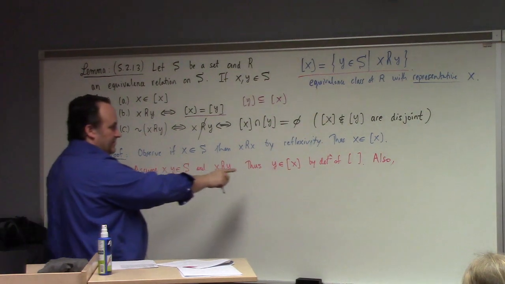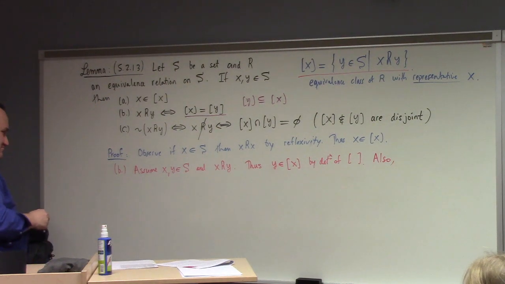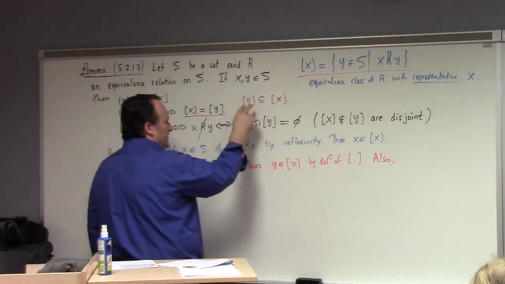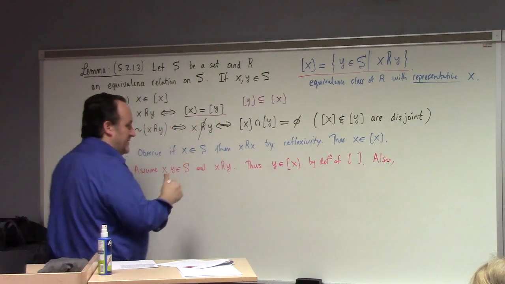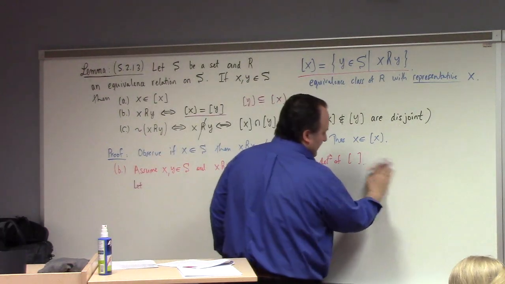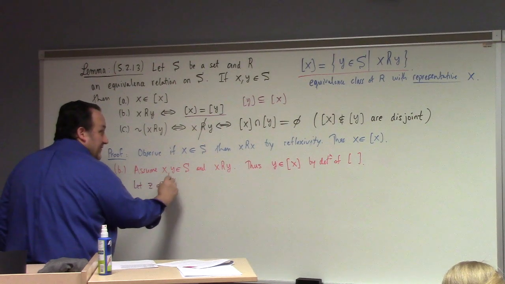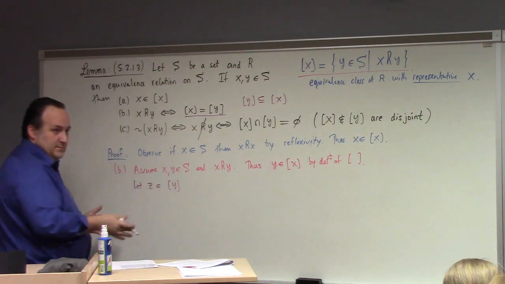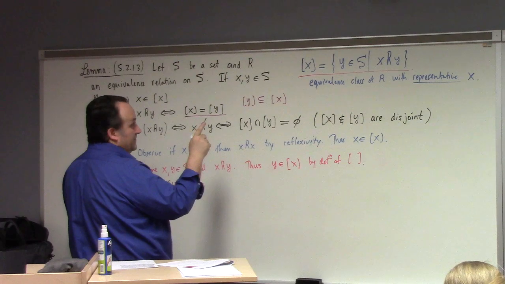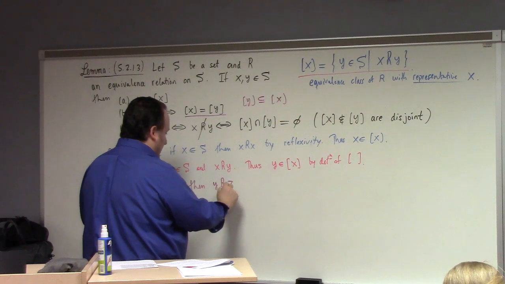So y is an element of the equivalence class containing x. If I want to show that this is a subset of that, what should I do? I should say let, forget this also over here, that was a mistake. Let z be an element of the equivalence class containing y. Then, by definition, that means what? y is related to z.